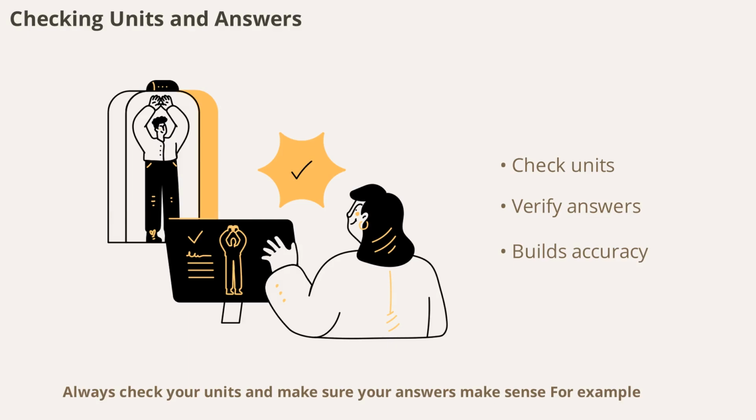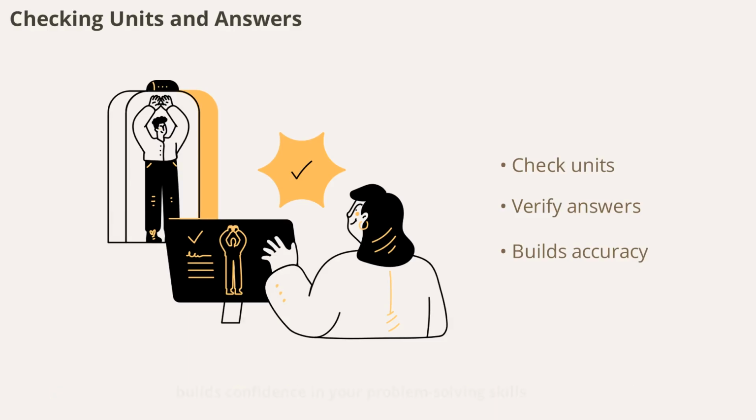Always check your units and make sure your answers make sense. For example, if you calculate a velocity, the unit should be meters per second, m/s. If your answer seems unreasonable, double-check your calculations and reasoning. This habit ensures accuracy and builds confidence in your problem-solving skills.